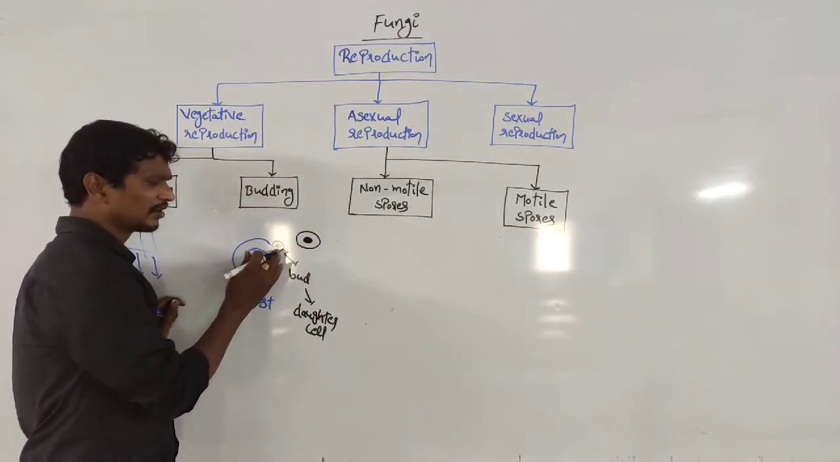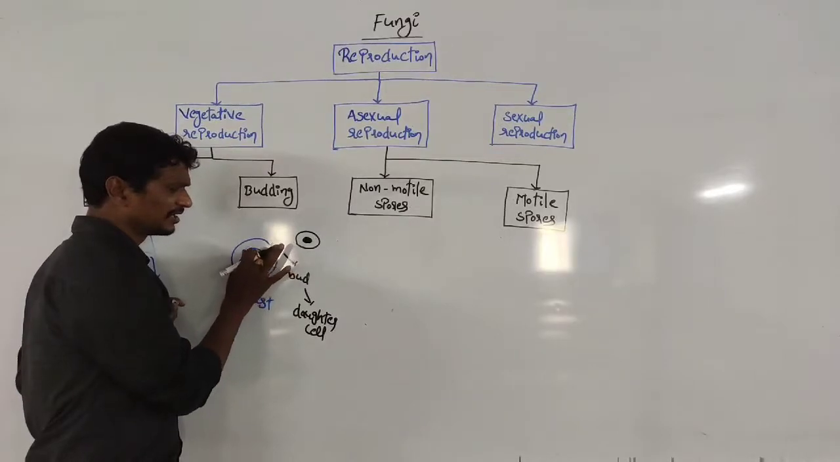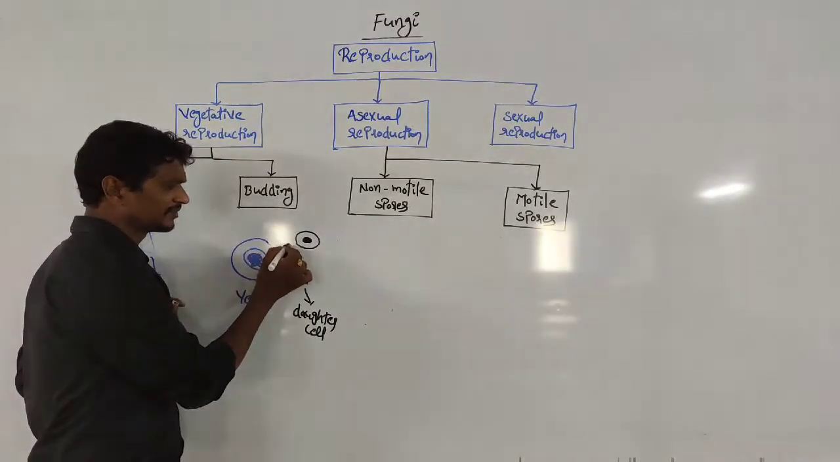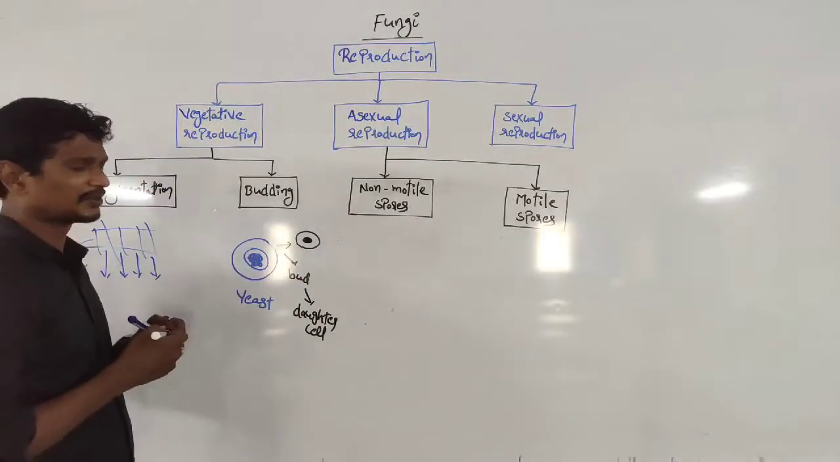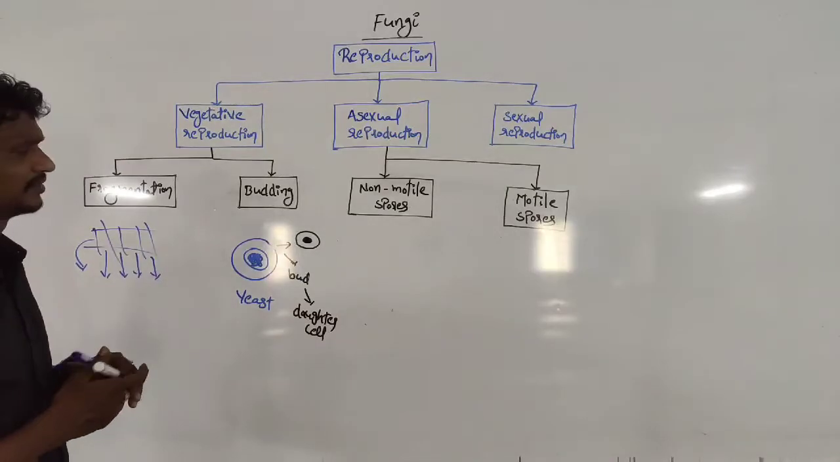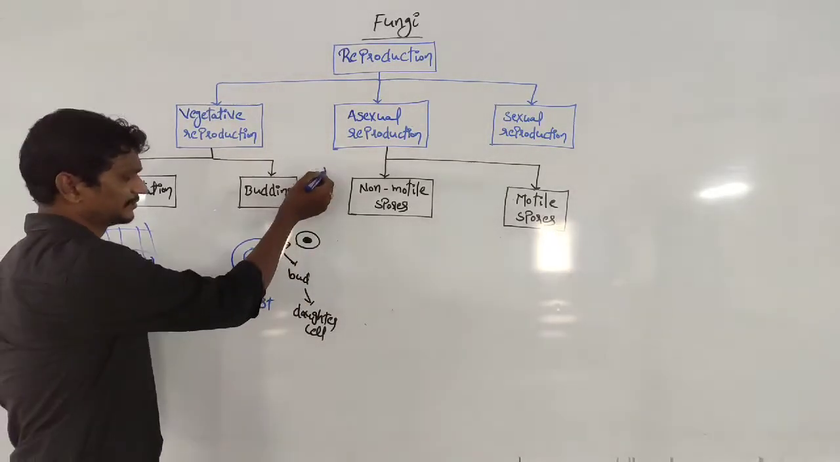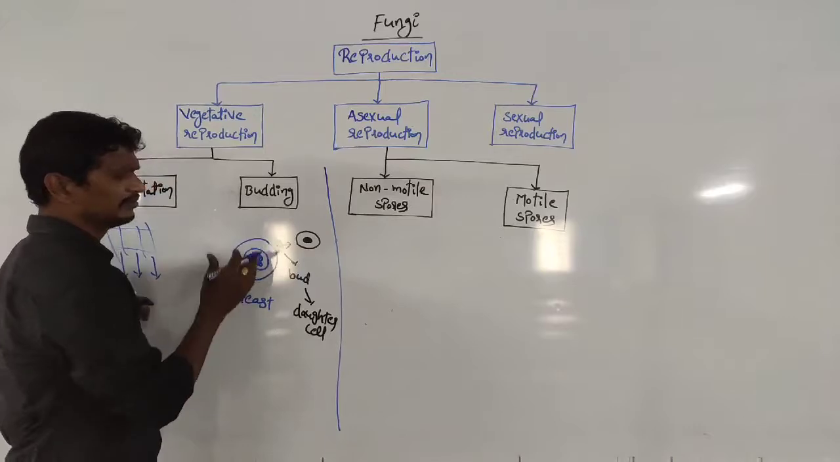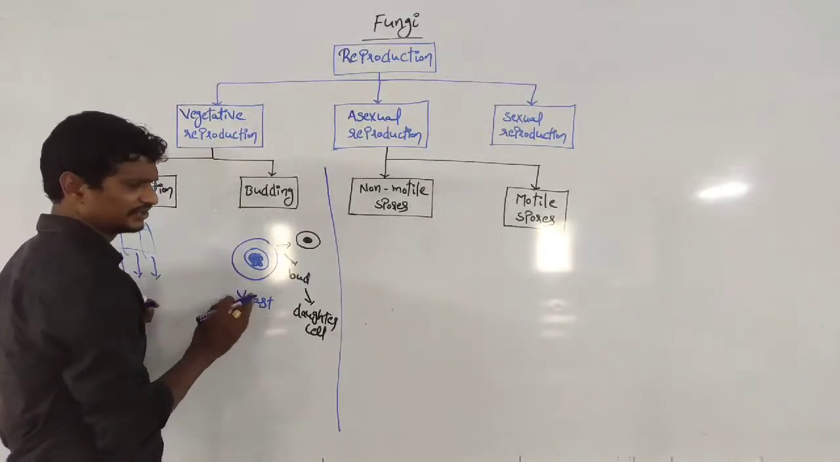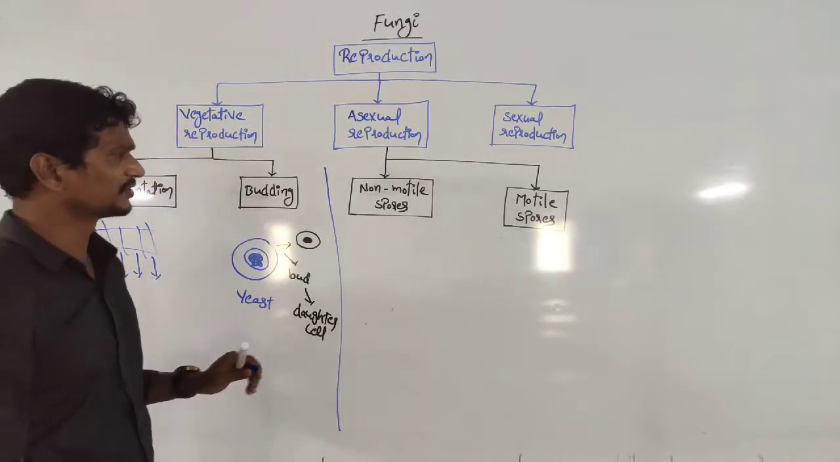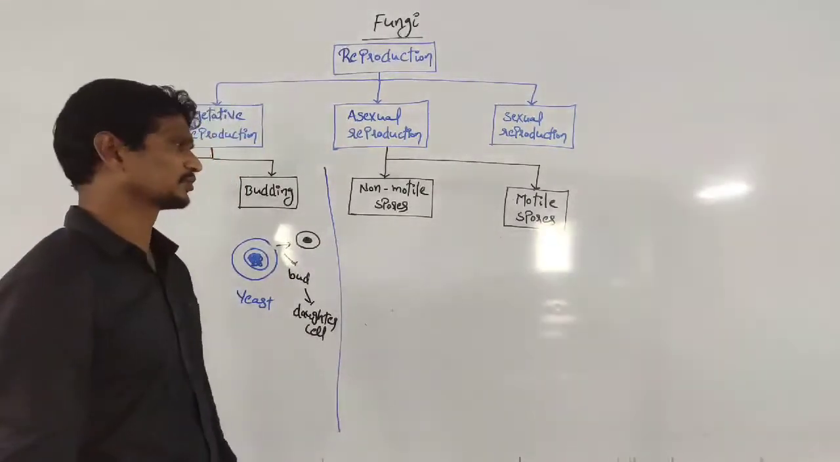So finally, the daughter cell is detached from the parental cell. The process is called budding. Right? That is about budding. We know the best example of budding is the yeast. Right? And coming to the next one, the non-motile spores.